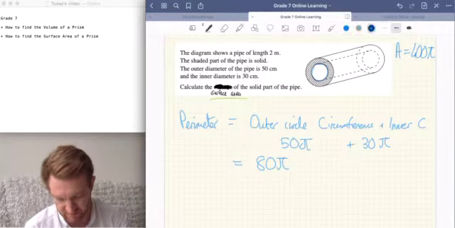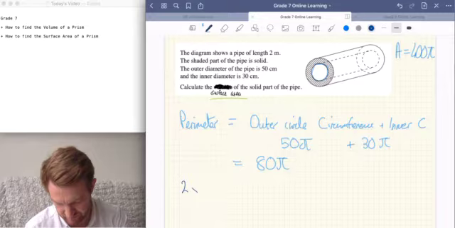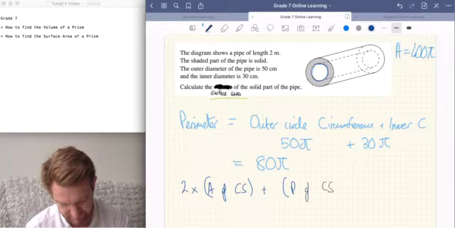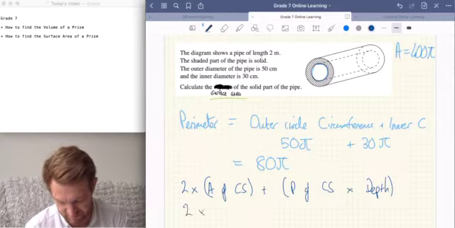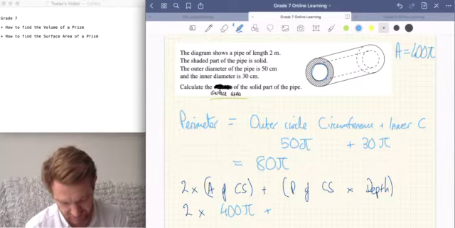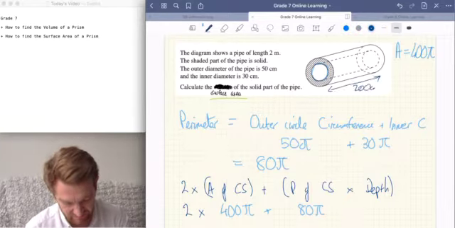So we can use our big long formula. We can do 2 times the area of the cross section plus the perimeter, no bracket there yet, times the depth. So we can do 2 lots of the area, 400 pi. We put the unit in at the end. And then we can add on the perimeter, which was 80 pi, because it's the inner and the outer. The depth we know, we did it before, is 200 centimeters. It's that there.